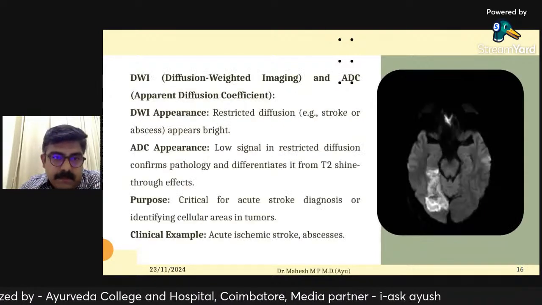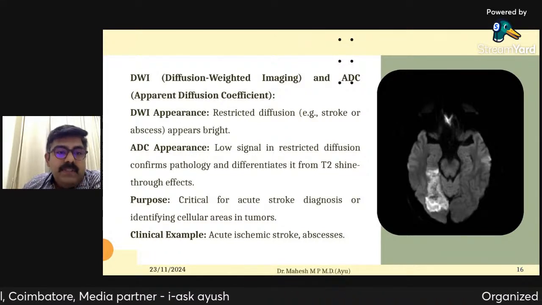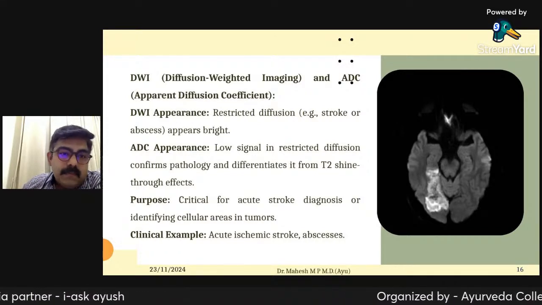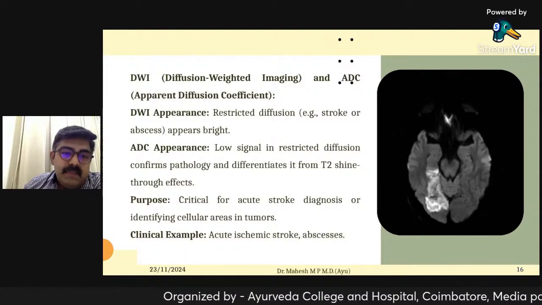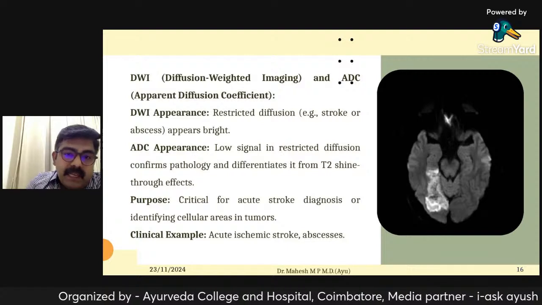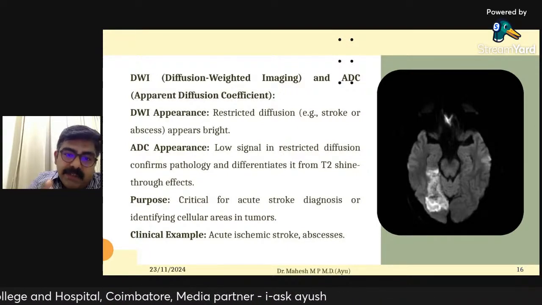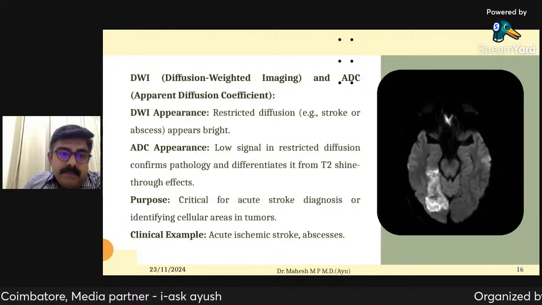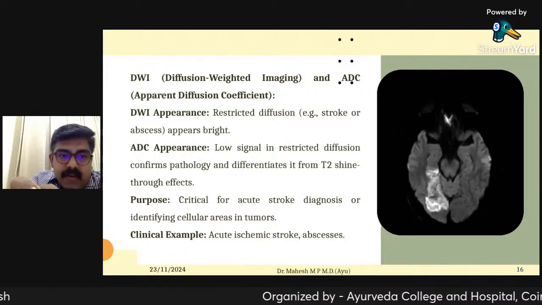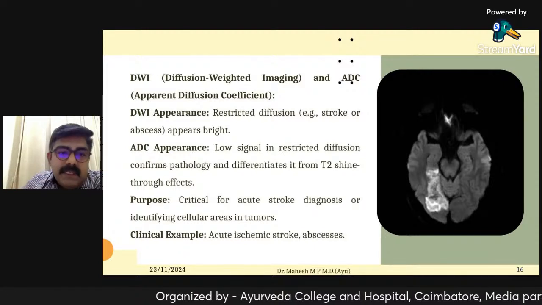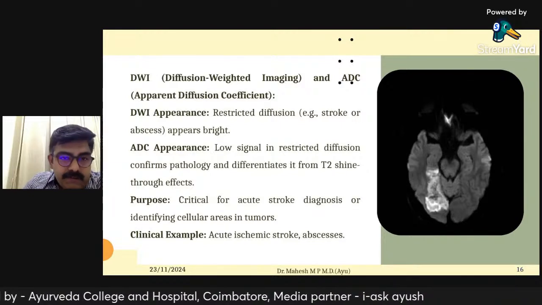Next is diffusion weighted imaging, or DWI. DWI shows restricted diffusion, for example in stroke or abscess, which will be more highlighted and look bright. You can see over here the conditions in the brain, where the stroke area or abscess area is what will be highlighted. Next one is ADC, apparent diffusion coefficient.